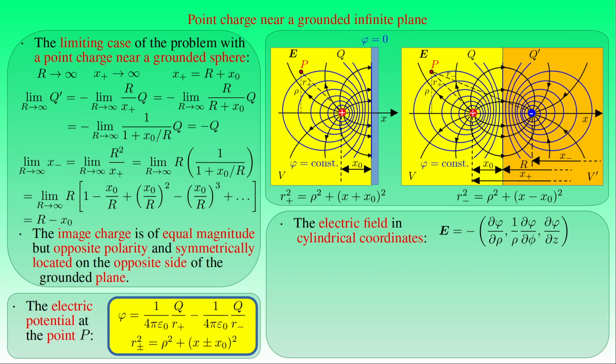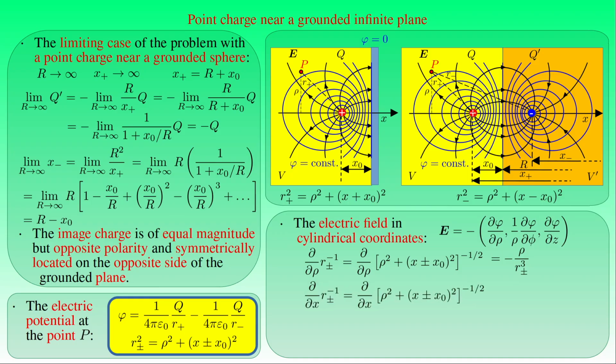First we calculate the partial derivative of r sub plus or minus raised to minus 1 with respect to the radial coordinate ρ, which gives minus ρ over the cube of r sub plus or minus. Then we determine the partial derivative of r sub plus or minus raised to minus 1 with respect to the x-coordinate, and we obtain minus the ratio of x plus or minus x naught to the cube of r sub plus or minus.